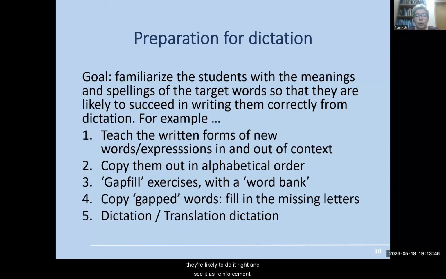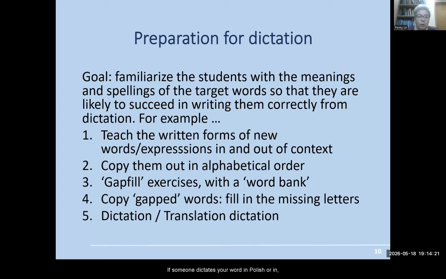An alternative to conventional dictation is translation dictation, where you actually say the word in the student's mother tongue and ask them to write it in English, which makes sure that they're not only writing it but also understanding it. Though, incidentally, I have to say in parentheses here that even if you say it in English and ask them to write it in English, it has been found that it's almost impossible to write something down from dictation if you don't understand it.